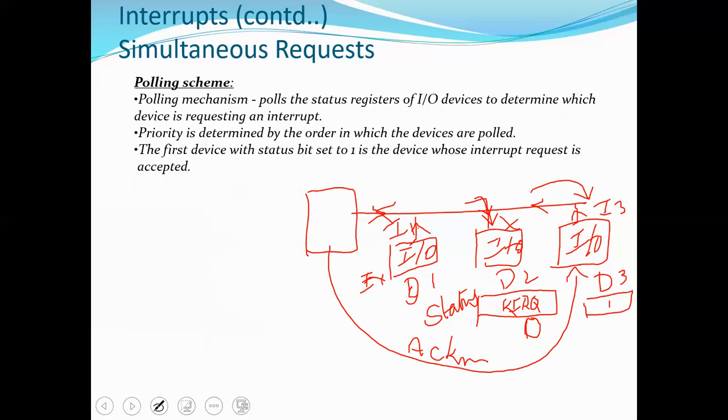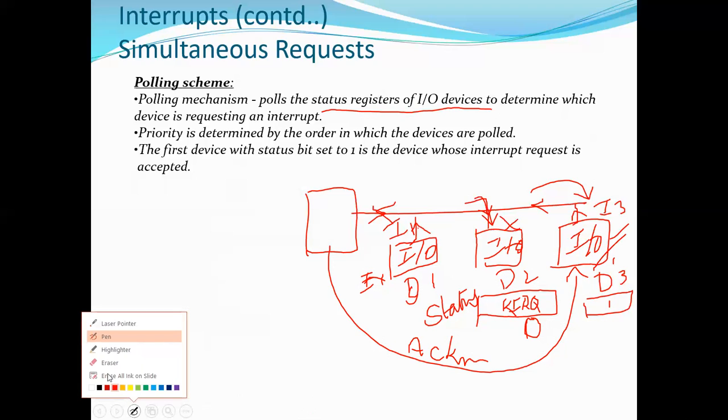So this is the polling mechanism. The processor polls and checks the status register of each and every IO device. When the status bit is set to 1, then such a device which the processor checks first, whose interrupt request is set to 1, such a device is given the priority, is given the access of the processor. Okay, so that is polling mechanism.